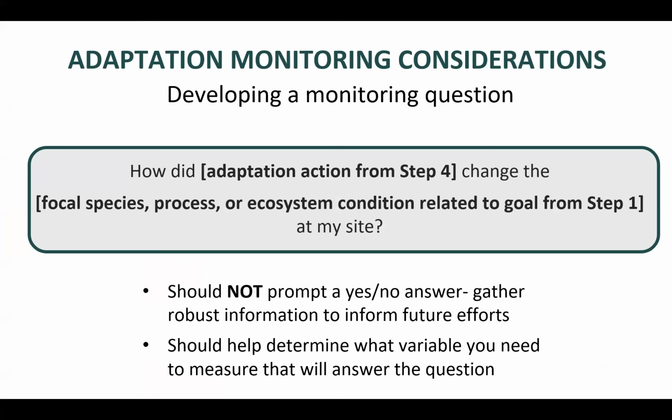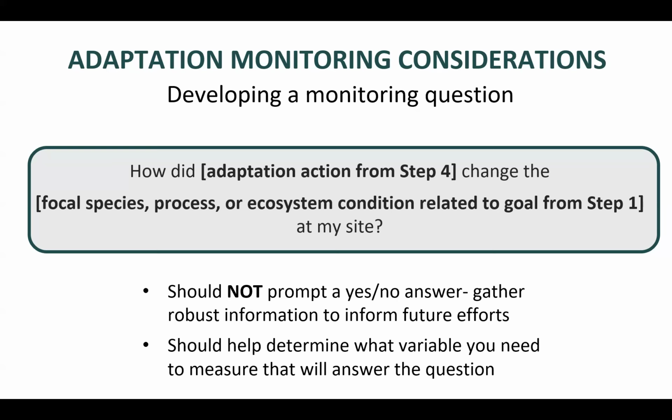Once you've identified what type of monitoring you're doing, you can start to form a monitoring question that you want to answer. You can use the format outlined here as a starting point for your thinking. First, think back to an adaptation action or tactic you've identified in step 4 that you want to measure the outcome of. And then include the anticipated impact on a species, ecosystem process, or condition at your site that's related to your management goals outlined in step 1.